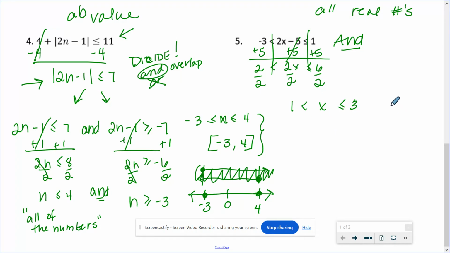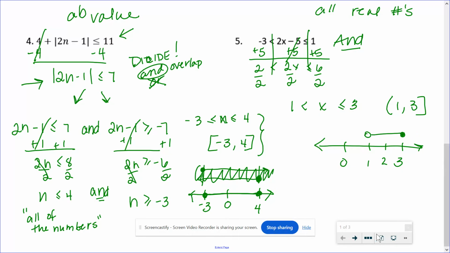So there's my final answer, or it could be everything from 1 to 3, or it could look like this on a number line. I might as well put 2 in there while I'm at it. There we go.